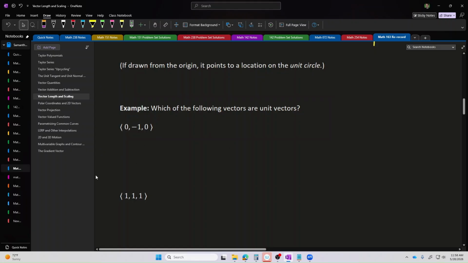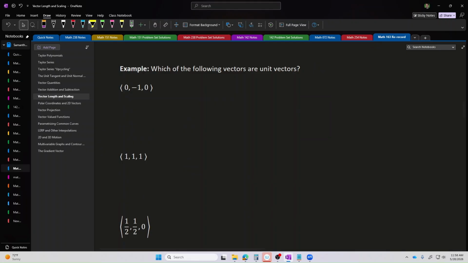So for example, if I have the vector [0, -1, 0], is that a unit vector? To answer that question, all we have to do is calculate the vector's length, which would be the square root of 0 squared, -1 squared, and 0 squared. So that's the square root of 1, and that's 1 indeed. So because this vector has a length of 1, it is verifiably a unit vector.